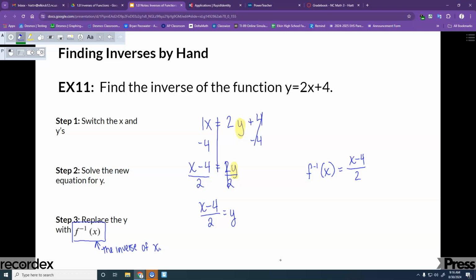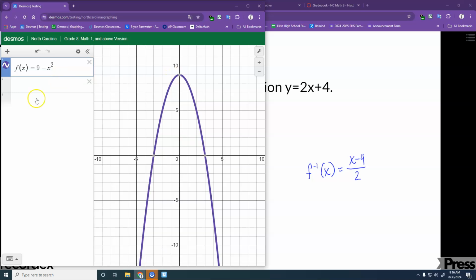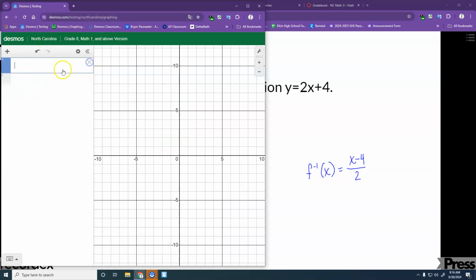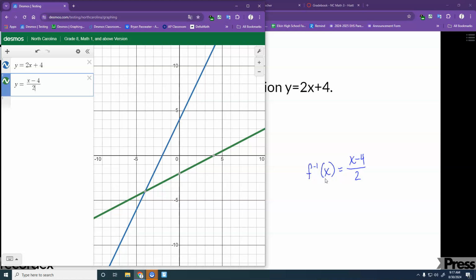Now, let's use Desmos to check our answers. Let me show you how you're going to check your answers, okay? It has to do with what we did at the beginning. So I got y equals 2x plus 4, and don't use the f inverse typing into Desmos because it's not going to like that. It can't read that notation. Just call it y again. Y equals x minus 4 over 2.